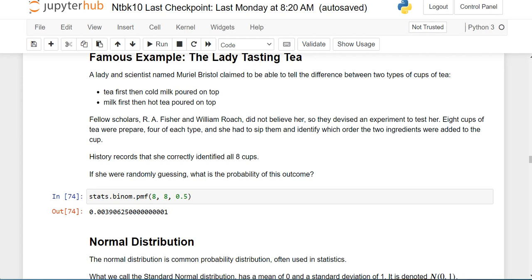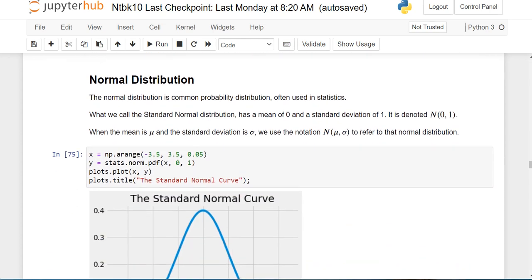Not piles, but 2 groups of 4. And she got 8 out of 8 correct, which was very unlikely to happen. So when your null hypothesis is very unlikely to happen, then you reject it and say, well, no, she wasn't just randomly guessing. All right. So that's the first key insight into statistics for today.